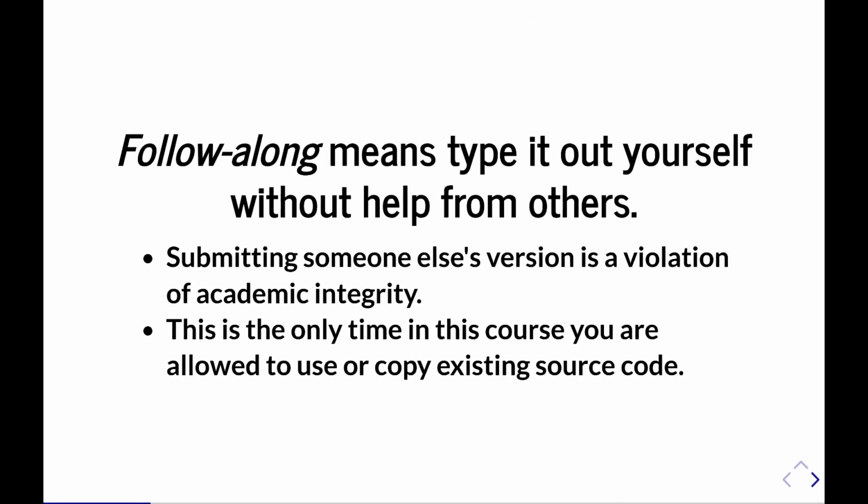So just to be clear again, follow along means typing it out yourself, no help from others. You shouldn't need help if you can type and read an image. I know it's very easy to just copy files. Don't do that. That would be cheating for this example. Just type it out. It's not that hard. It won't take you that long. And this is the only time in this course, and probably ever, that you can just copy code. Because the exercise is not to figure out how to write it, but to make sure that you can actually use the setup and that you get practice looking at what a real toy compiler looks like in code.